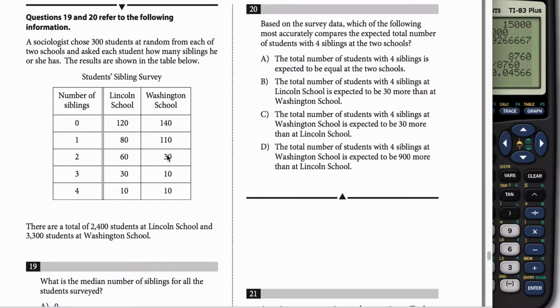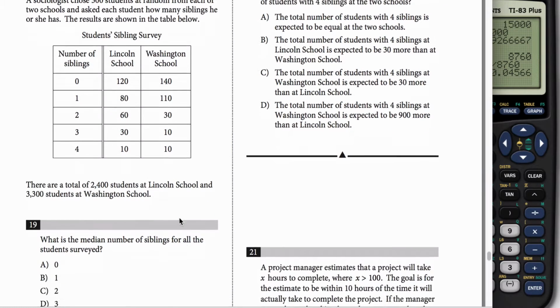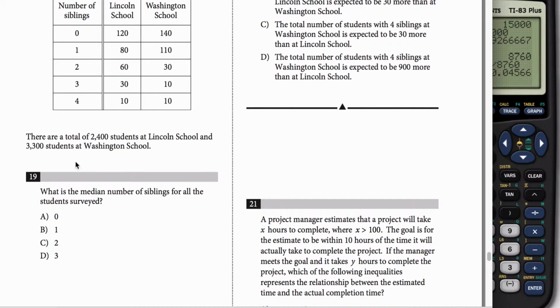19 and 20 are based on this table here. We got 300 students over here that go to Lincoln and 300 over here that go to Washington, and we're keeping track of how many siblings they have. There are a total of 2,400 students at Lincoln and 3,300 students at Washington. What is the median number of siblings for all the students surveyed?